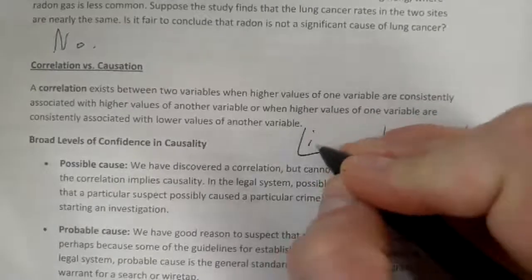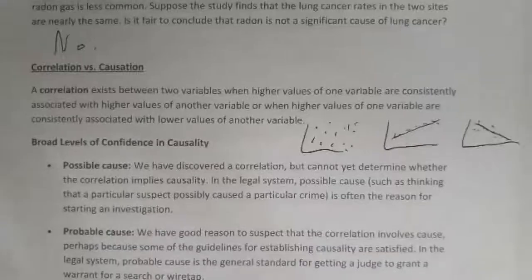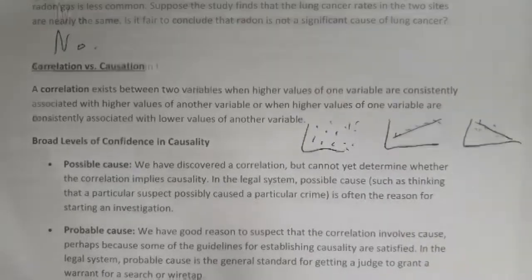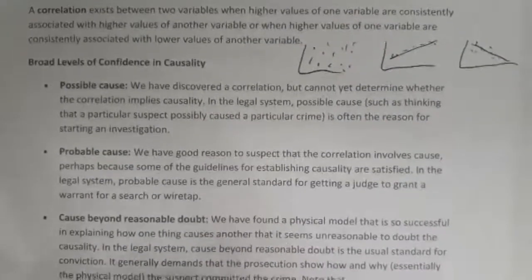If we get something that's really scattered, there's not really a way to draw a line, and so we wouldn't say those things are correlated. But correlation just means the relation between the two things. It doesn't mean one of them is causing the other. That is a different sort of implication being held.